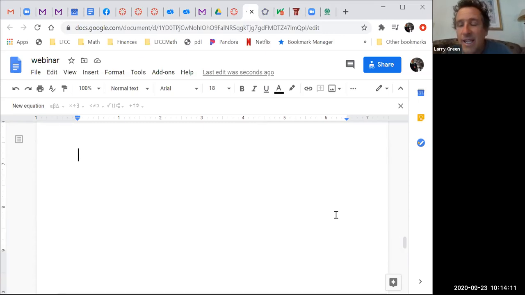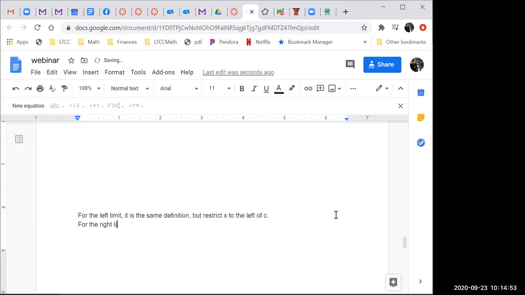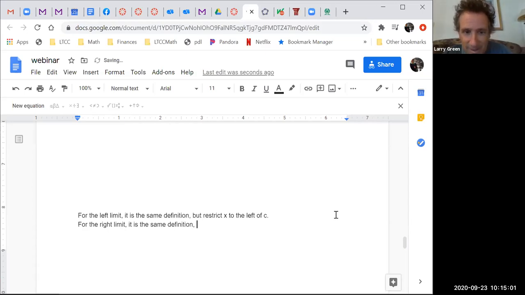So note that we want to talk about left and right limits. For the left limit, the only difference is you just have to make sure that it's the same definition, but restrict x to the left of c. Any guess for the right limit? It's the same definition, but restrict x to the right of c.